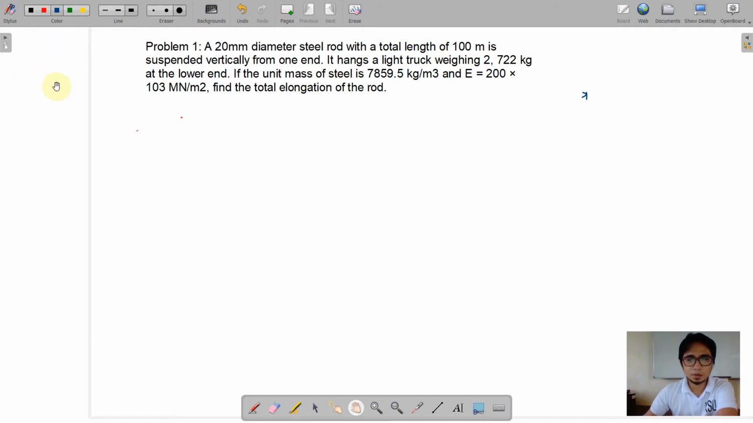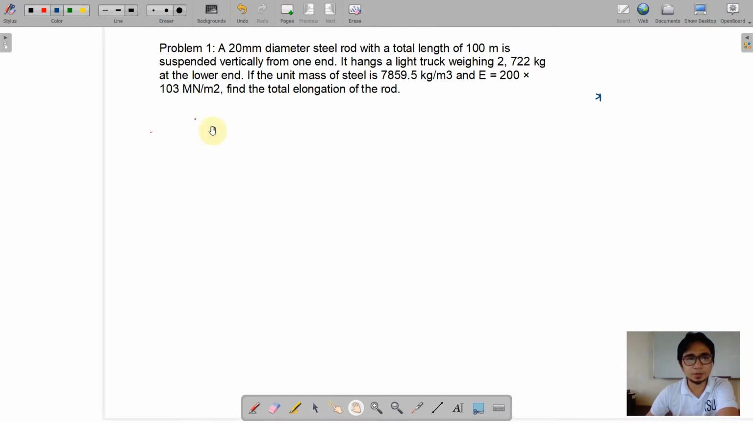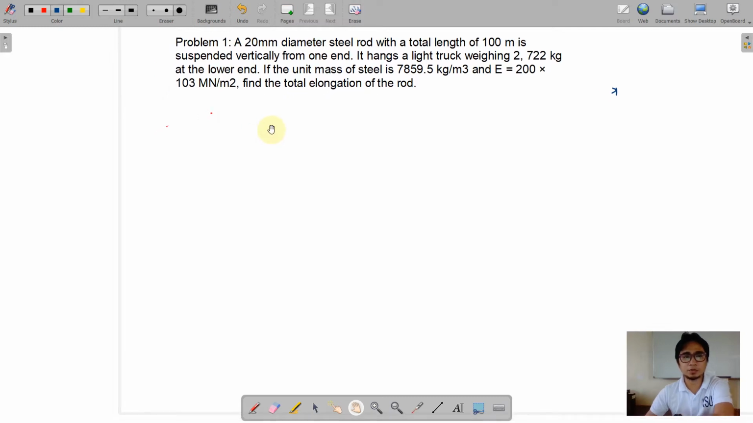Okay, so welcome to our next session. Today we are going to have examples on simple strain, particularly on axial deformation. When we say axial, we have already satisfied the conditions where the strain is constant, so we'll just have to apply the relationship between stress and strain in terms of modulus of elasticity.